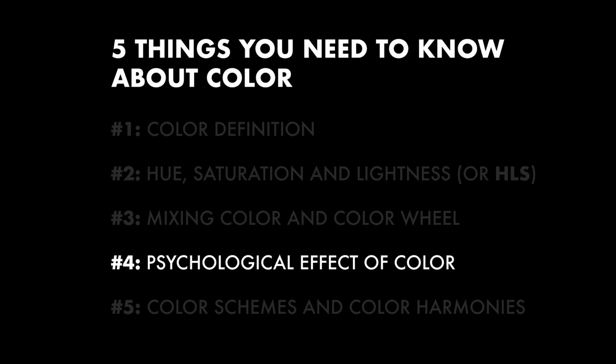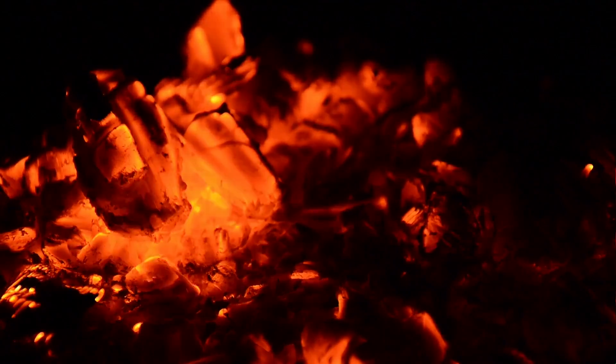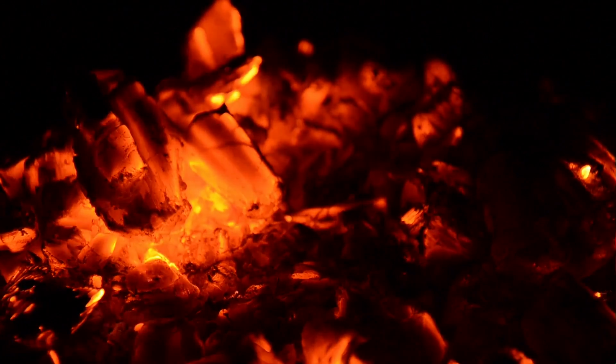In the last 2 points on our list, we're gonna tell you how to use this information we just learned. Number 4 is color psychology. Colors have a certain subjective effect on us because we're used to associating them with the phenomena in nature. For example, we usually perceive red as warm or even dangerous because we're used to associating red with fire.